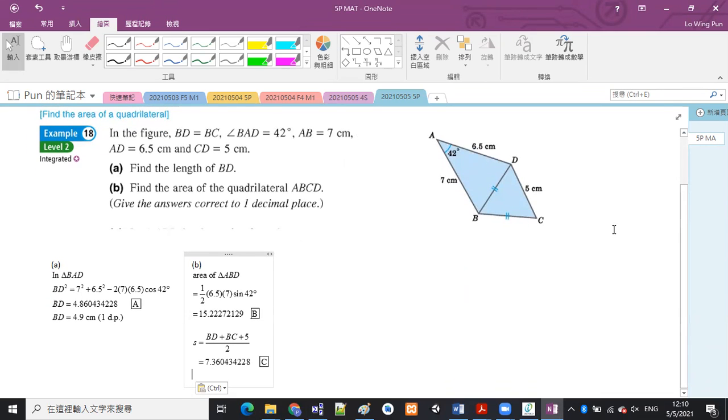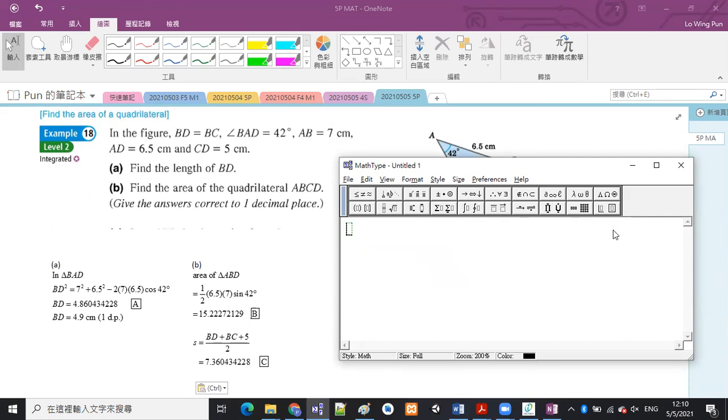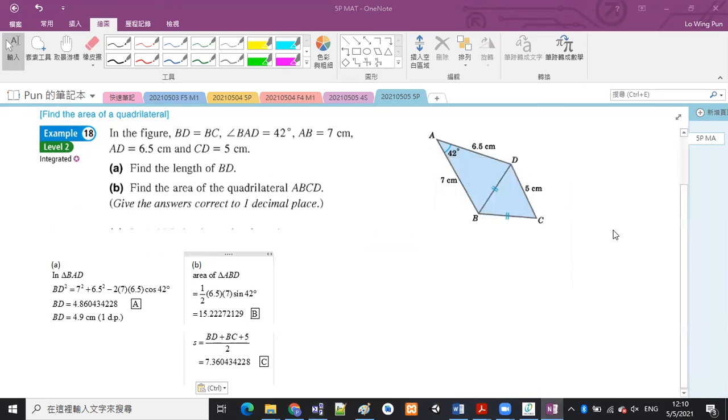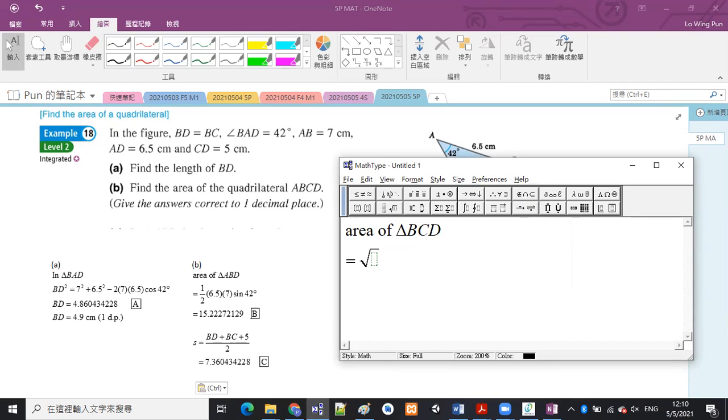Finally, I will use the Heron's formula to find the area of triangle BCD. It is equal to the square root of S times S minus BD times S minus BC times S minus 5. S will be memory C. BD and BC are both memory A. You understand? So please do not enter those long decimal numbers yourself.